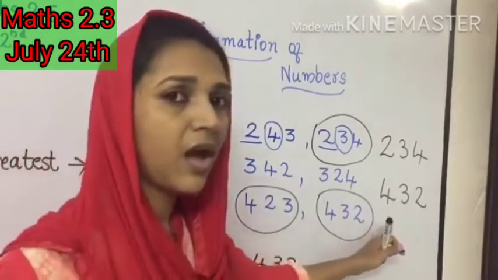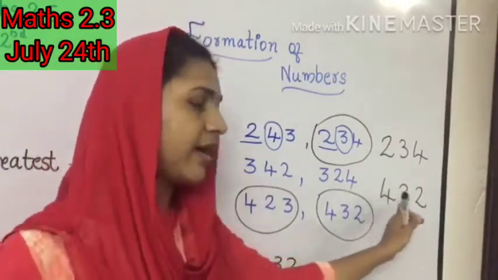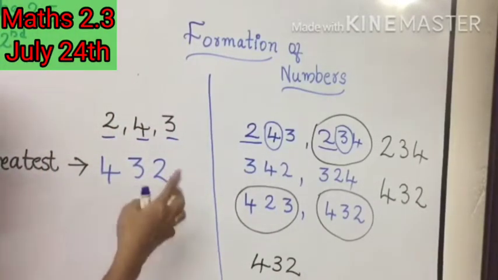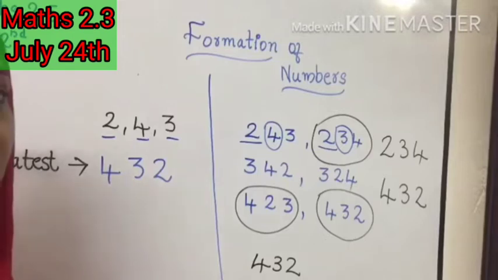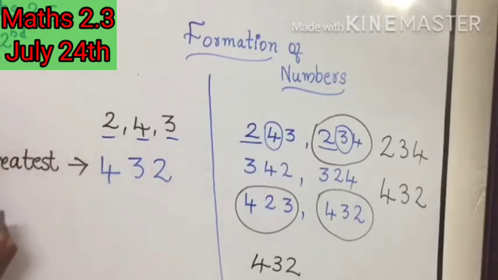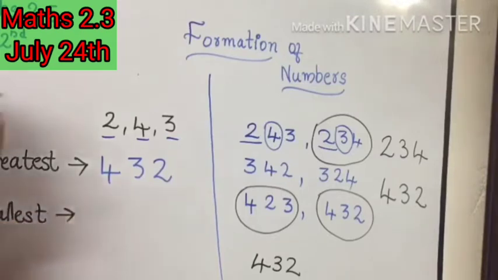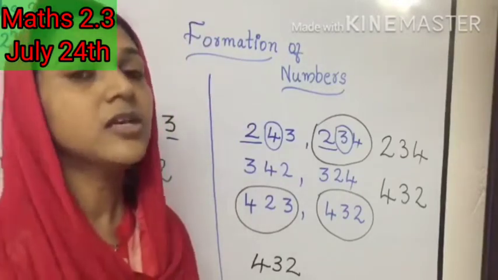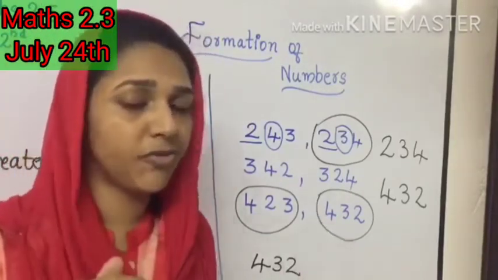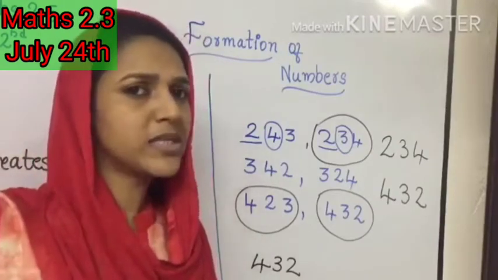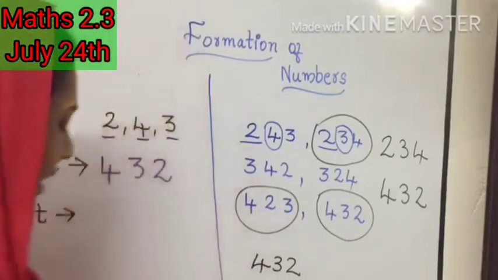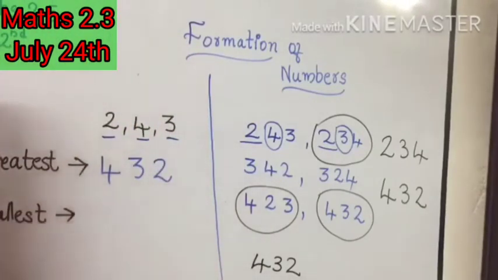Here look here. We have already found it. 432 is the greatest number. Here we can simply write it. 432 is the greatest number. Now I am going to write the smallest number. Smallest number will always start with small digit, right? So we have to write the small digit first. Smaller to bigger. Which is that order? Smaller to bigger. It is ascending order. Ascending order, smaller to bigger.